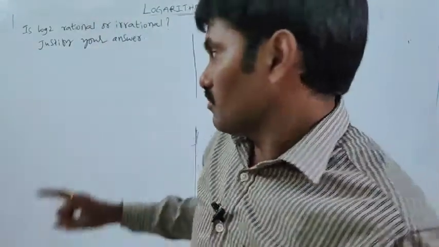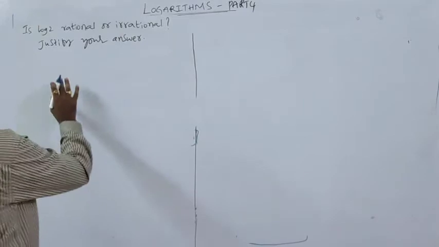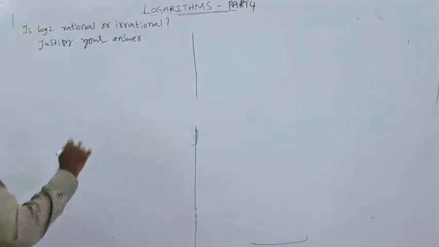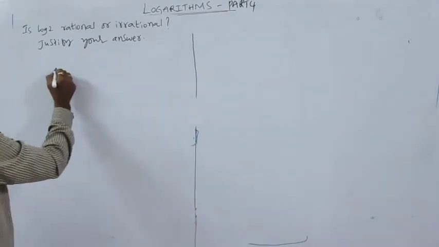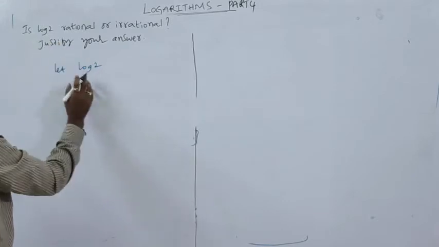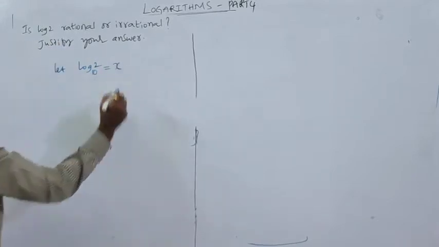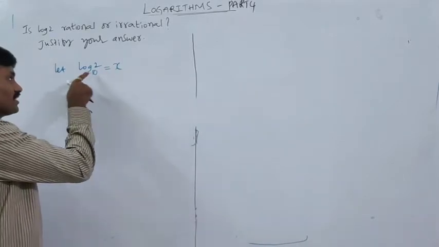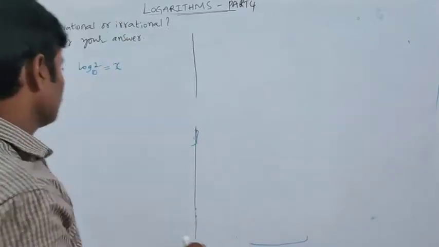See my dear children, we are going to solve one more problem: is log 2 rational or irrational? Justify your answer. It is also selected for a 2 marks question. How to justify? This comes under reasoning and proof. Okay. So in this, let log 2, here nothing is given, so we consider the base as 10. So log 2 to the base 10 is equal to x. Now we have to verify whether x is rational or irrational.